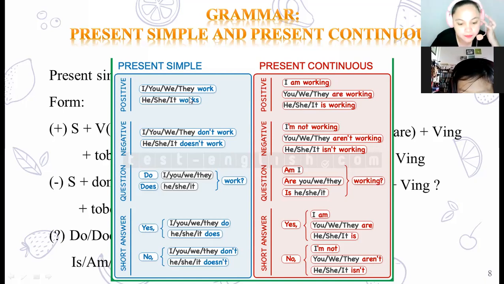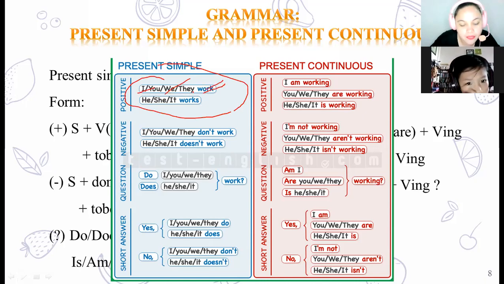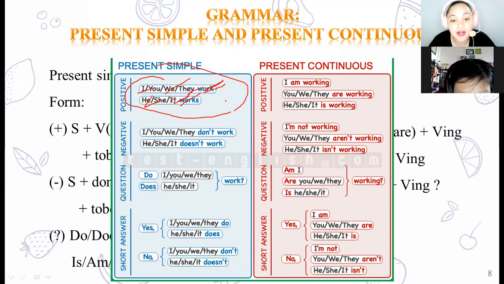Okay, how about you? I don't understand. Okay, so you just follow this one. Example: I work, we work, they work, he works, she works, it works. For example, I sleep, we eat, I swim, you swim, I learn, we learn, okay? So those are the examples of present simple, okay? Can you make an example like that?